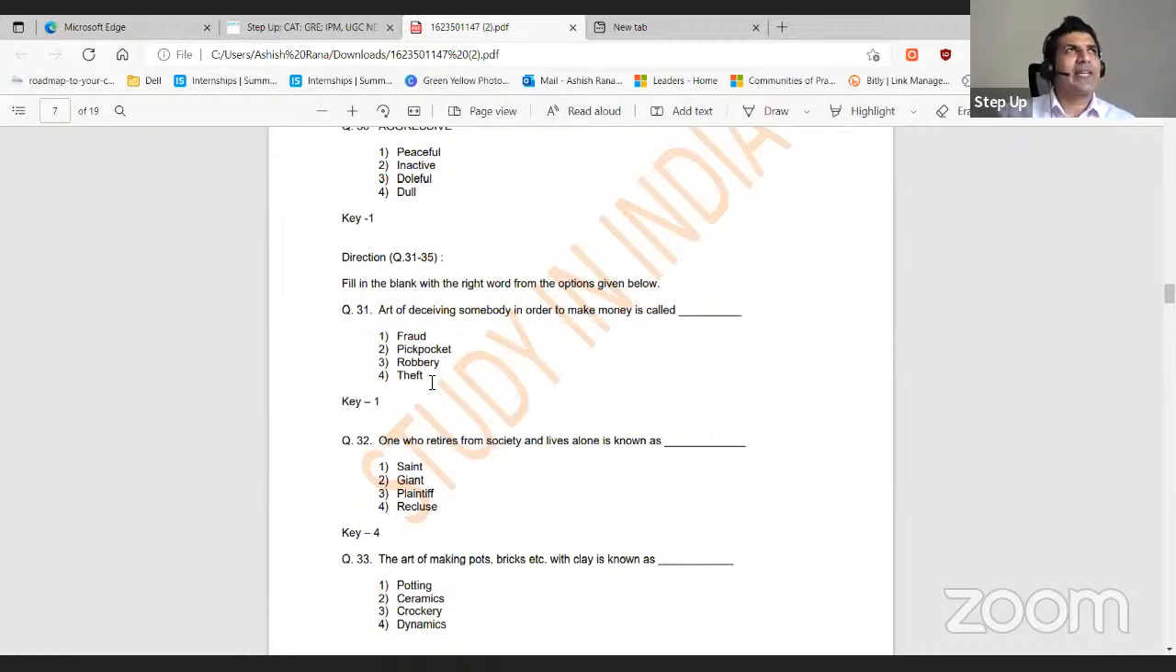So for example, if you're going in a bus, suddenly you realize, oh, where is your wallet gone? And your pocket is missing. That could be your pickpocketing. But when it is the art of deceiving somebody in order to make money.